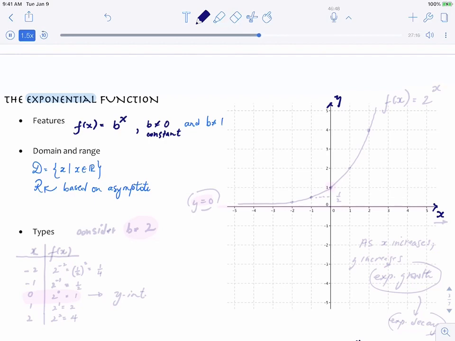So as any decent human would do, we'll do a table of values, x and f of x, and we'll say what happens when x is 0, what happens when x is negative 1, negative 2, 1, and 2. Just to get a rough idea of what that function might look like. So we said that's a constant, the b. So for now, I'm going to write it as, let's say, 2 to the x. So we'll just consider a value for b. So b is, let's say, 2.